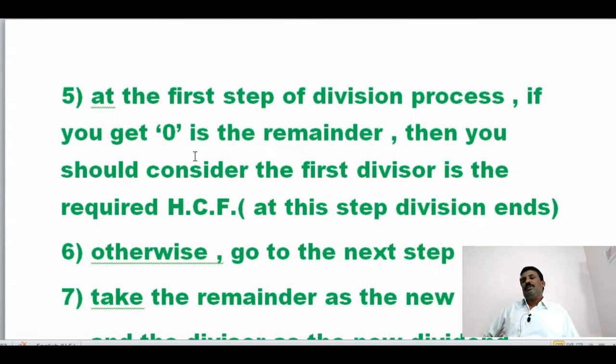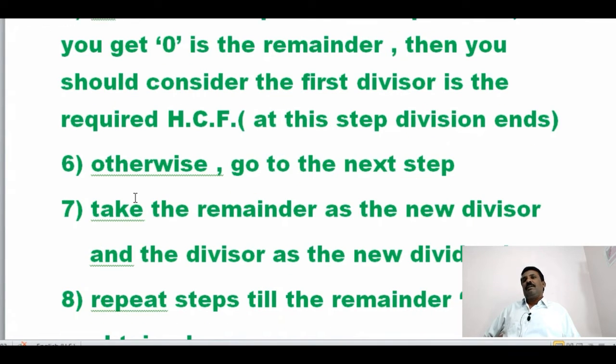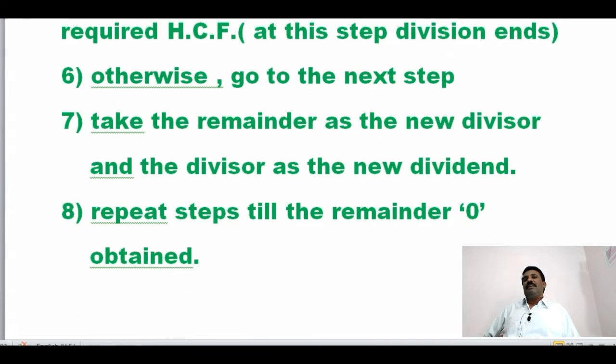Suppose the remainder does not come as 0, you should continue the division process. Otherwise, go to the next step. What to do in the next step? Take the remainder as the new divisor, and the divisor as the new dividend. Repeat the steps till the remainder 0 is obtained. You should repeat the steps till you get 0 as the remainder.